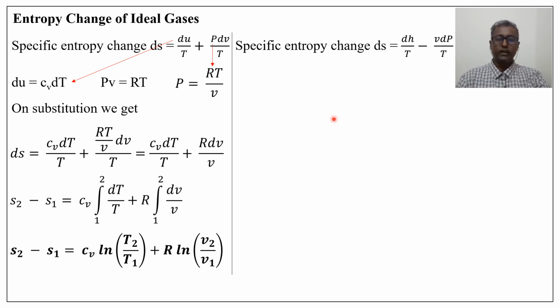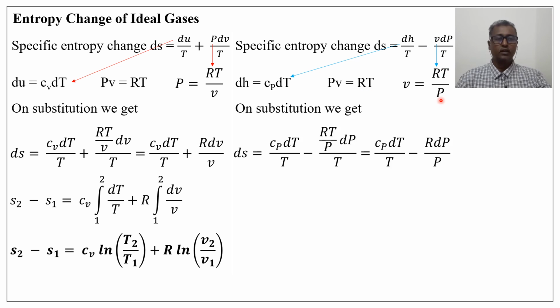Similarly, we can calculate the entropy change for this relation also. Again, the same method. Here instead of dU, we have dH. We know dH is equal to Cp dT, and Pv equal to RT, and v equal to RT divided by P. Once again, instead of dH, we can substitute Cp dT, and instead of specific volume, we can substitute RT divided by P. On substitution, it yields the change in specific entropy equal to this, which can be written like this.